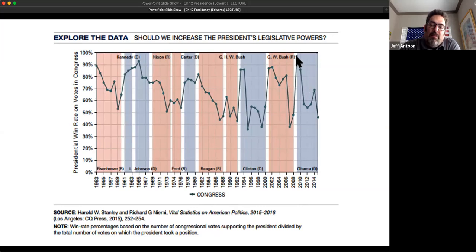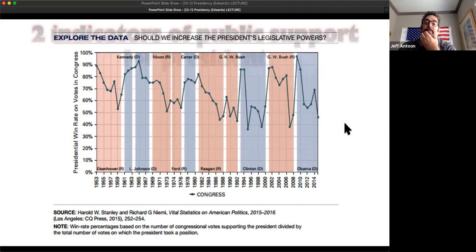You can see the win rate at first because he passed a lot of stuff, Obama, in his first 2 years because he had both chambers of Congress. And then all of a sudden he lost it in the midterm in 2010 and then less and less got done. That's usually what happens.